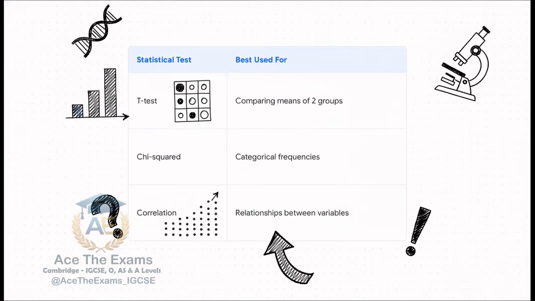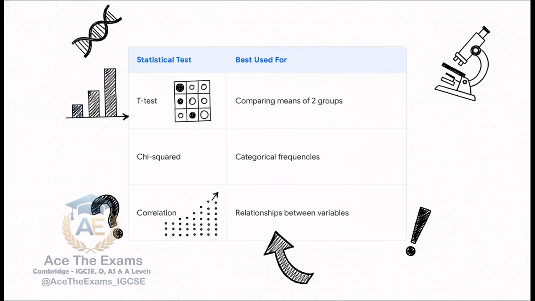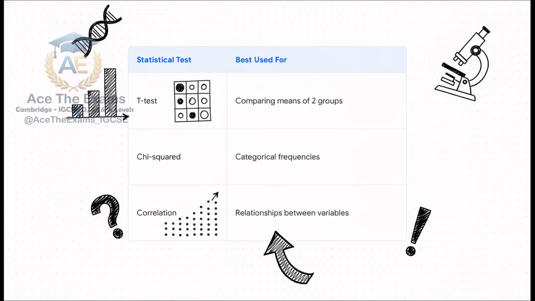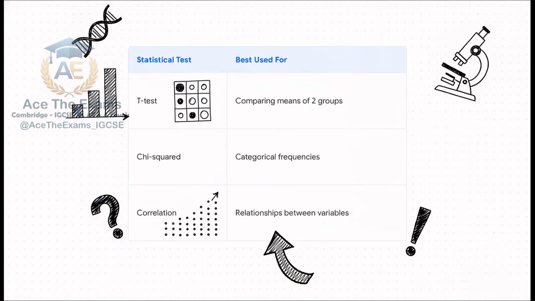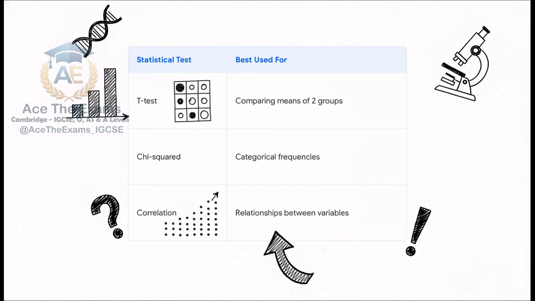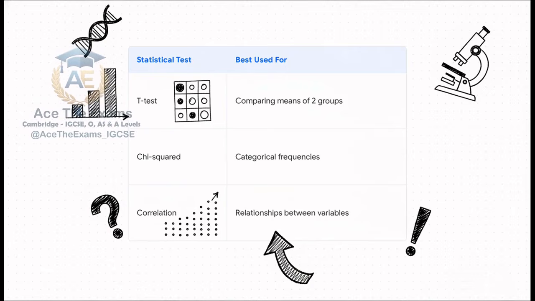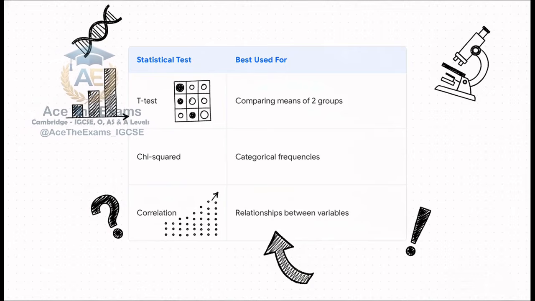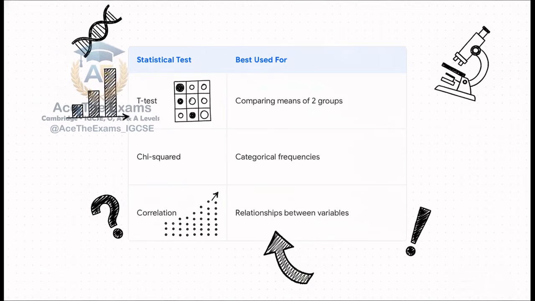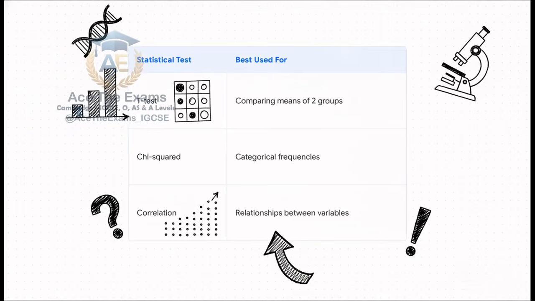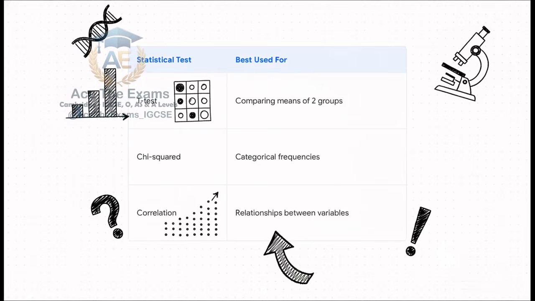Let's pause on statistical tests for a second, because knowing which tool to select is absolutely essential for your Paper 5 and practical analysis. I know, nobody likes math and biology, but it's straightforward once you break it down. Comparing the means of two different groups, that's a t-test. Categorical data and comparing observed versus expected frequencies, chi-squared. Investigating the strength of relationships between two variables, correlation tests. Memorize this matrix. It's practically guaranteed points.